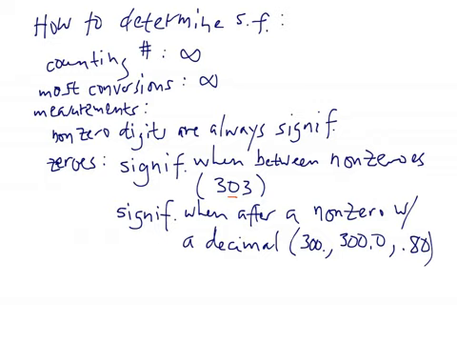Zeros are also significant if they're after a non-zero with a decimal. The decimal point in science is really important. It indicates that you've measured a certain number of places. So you put that decimal in there, and that really is quite important.